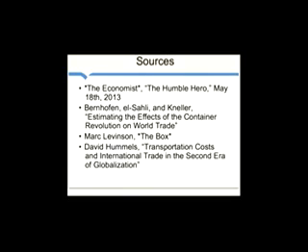Anyway, for sources to read more, there's a very good piece in the magazine The Economist. This should be online. The main empirical results discussed here are taken from this paper, which is a working paper on shipping containers. There's a whole book, very good to read, by Mark Levinson. It's called The Box. It's basically the history of the shipping container. And not so much on shipping containers, but on trade and transport costs more generally, I would recommend this piece by David Hummels, and that's available online.